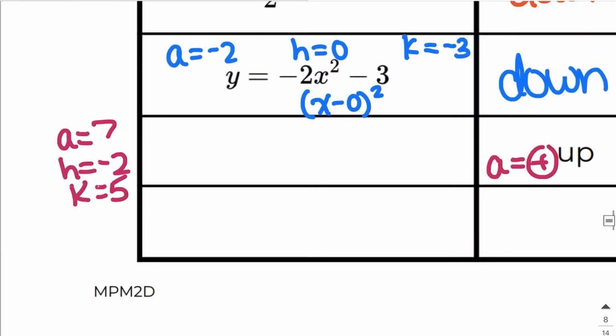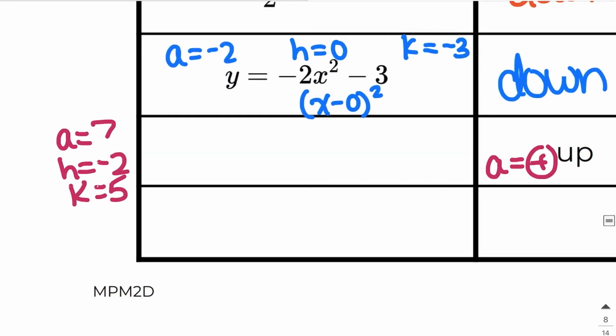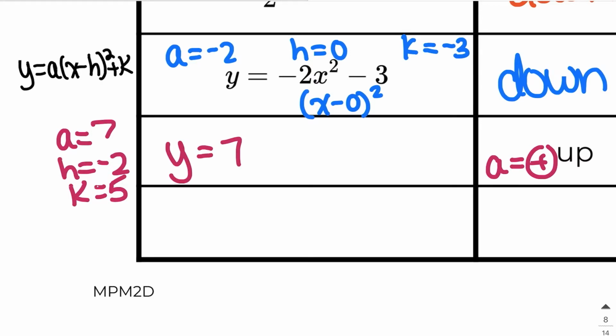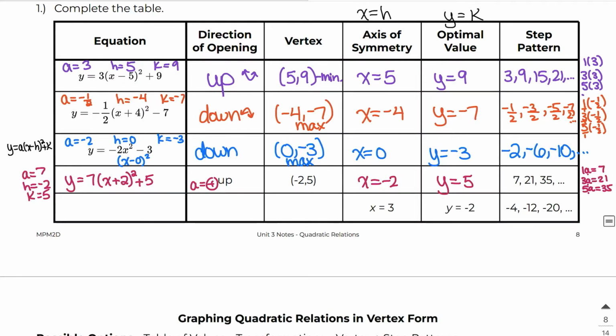So now that I know what A, H, and K are, I can go ahead and fill that into the equation for vertex form. So remember, the equation for vertex form is y equals A times (x minus h) squared plus K, right? So here I'm going to say y equals, instead of A, I'm going to replace it with 7. And I'm going to keep the x there. And it's x minus negative 2. So minus a negative becomes plus a positive, squared, and then plus 5 right here. Go ahead and try the last example here, and then come back and see how you did.